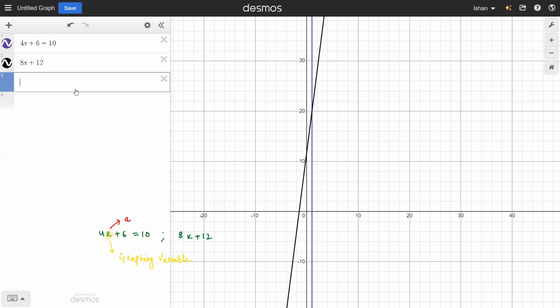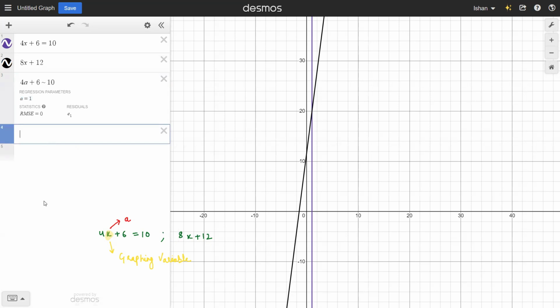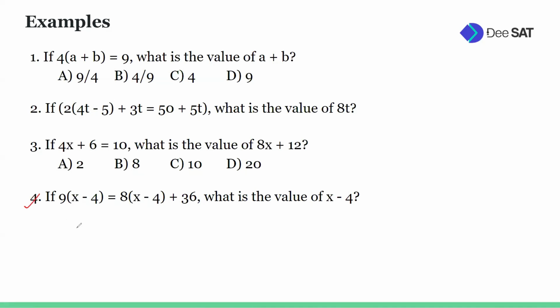Let's see how we can use the regression feature. I'm writing 4a plus 6, a sign of regression, equivalent to 10. The value of a turns out to be 1. I need to find the value of 8x plus 12, so I'll write 8a plus 12. It will write the answer directly, that is 20. So you can use either regression or the graphical way. Let's move forward to the fourth question.